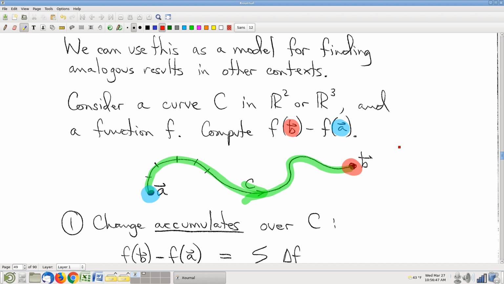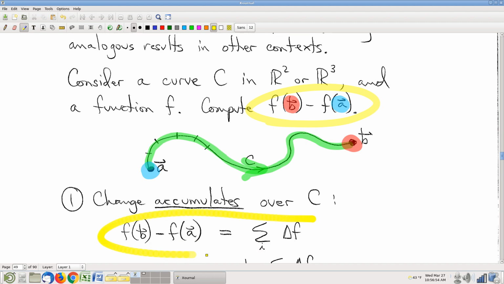It is still an accumulating quantity. That is still change. Change still accumulates. That is, the total amount of change is how much did f change on that first little piece, plus how much did f change on that second little piece, plus how much did f change on that third little piece? If you add up individual changes, you get total change. Right? That's how change works.